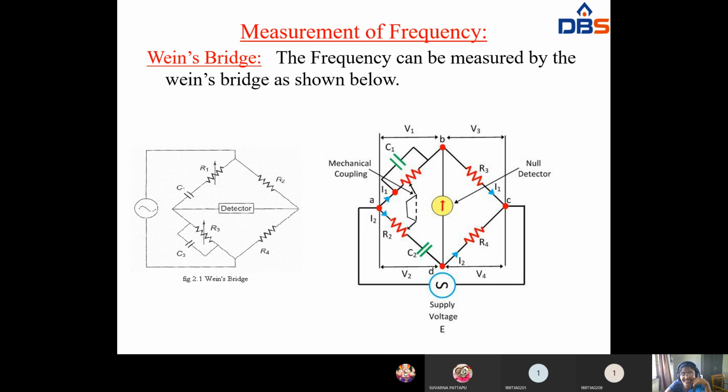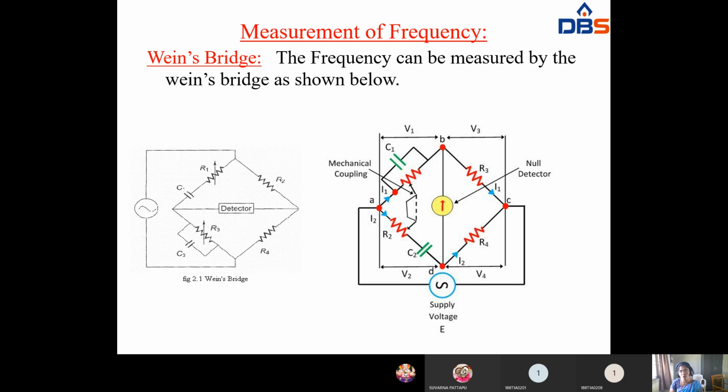So the next one is Wien's bridge. The Wien's bridge is used to measure the frequency value. The frequency can be measured by the Wien's bridge as shown below. The Wien's bridge is arranged in two ways, so either in this way you have to use it or in this other way.